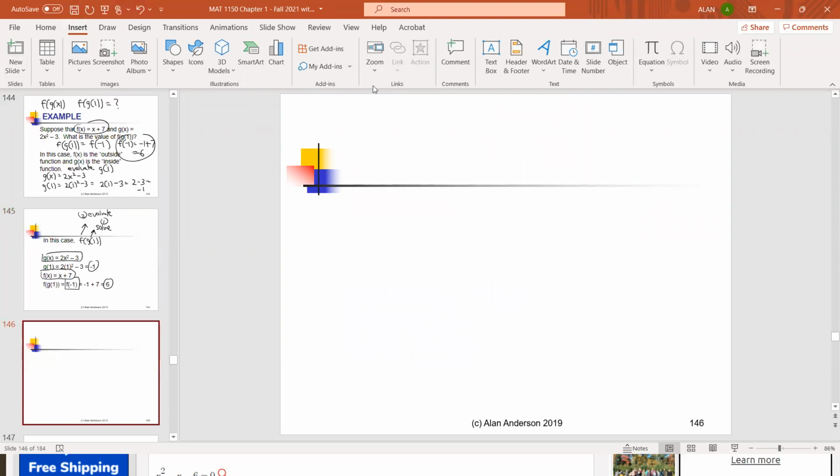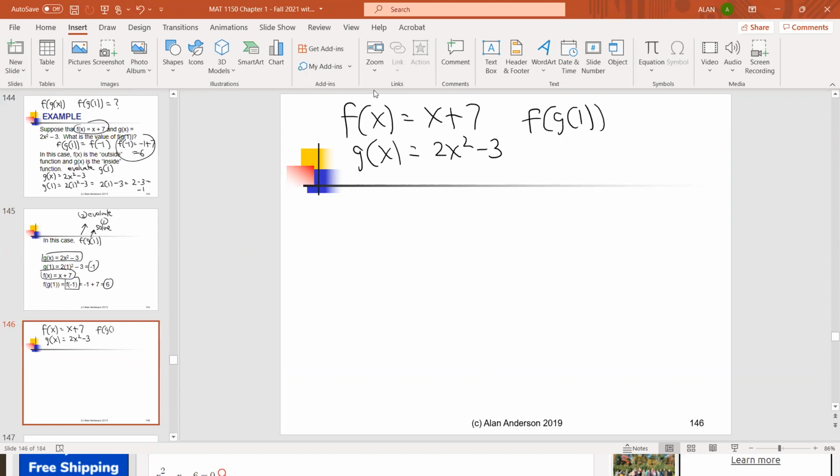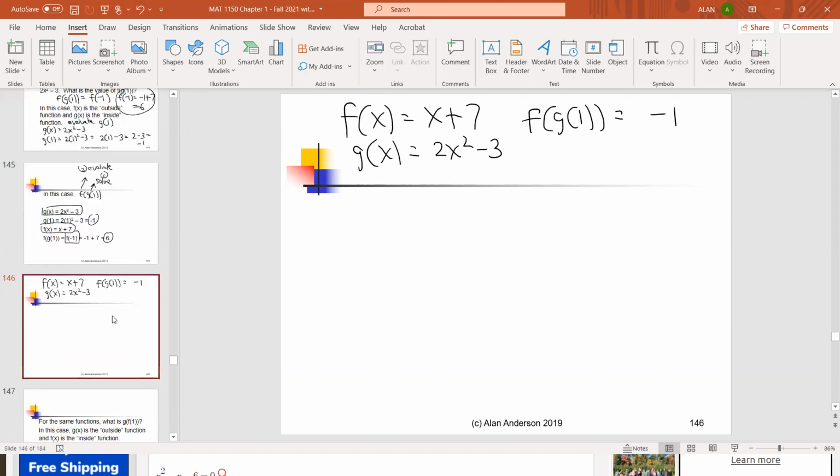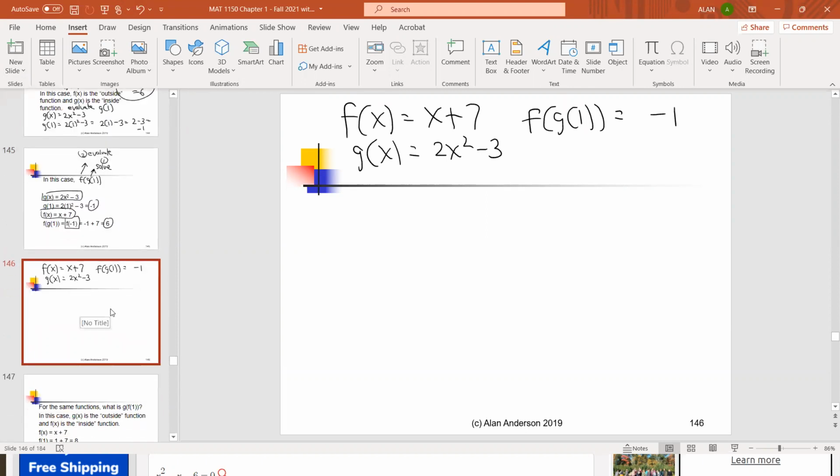Given that, once again, f of x is x plus 7, g of x is 2x squared minus 3. We've already solved for f of g of 1. We discovered that it was equal to negative 1. Let's try this. Let's try g of f of 1.